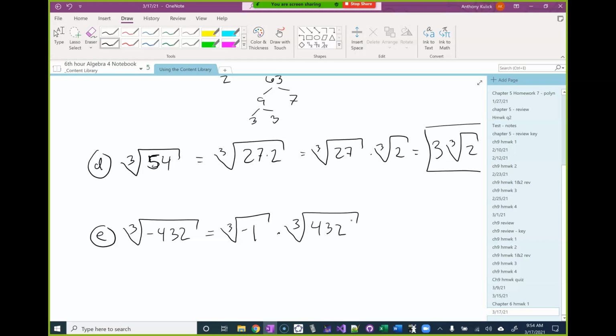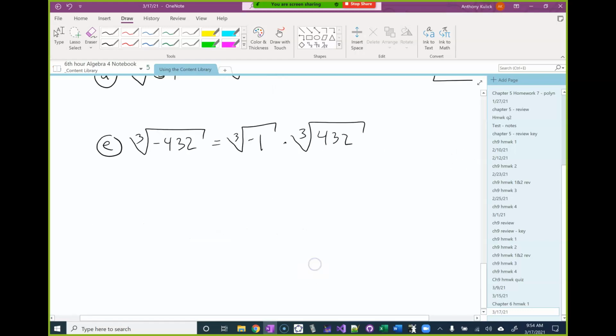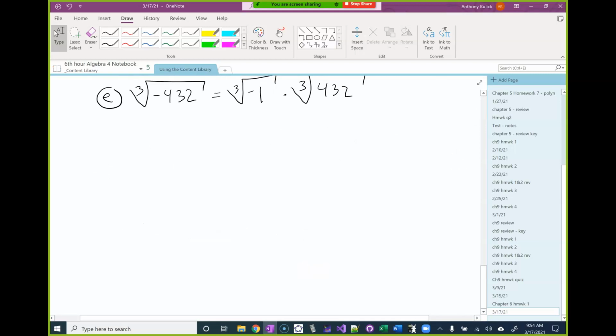Yes, the index has to be odd. The number underneath the radical can be odd or even. That part doesn't matter. Just the index. The index is what we care about. Okay with that, everybody? Now 432.